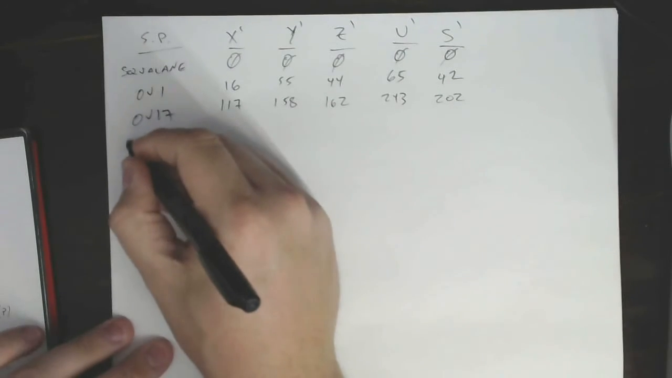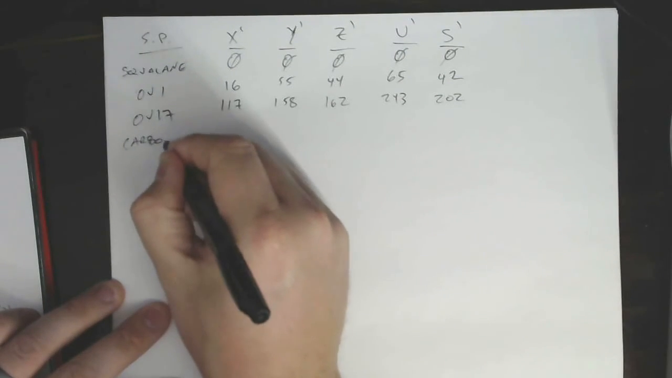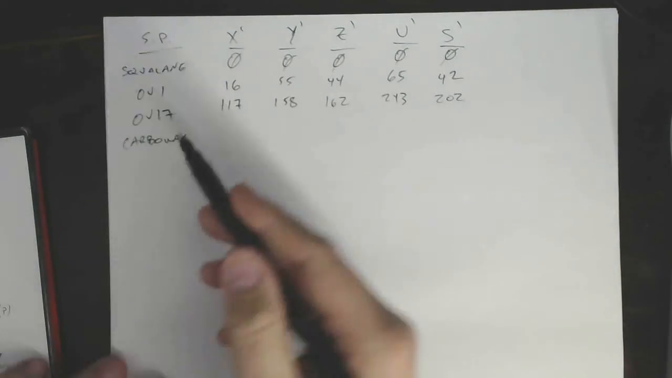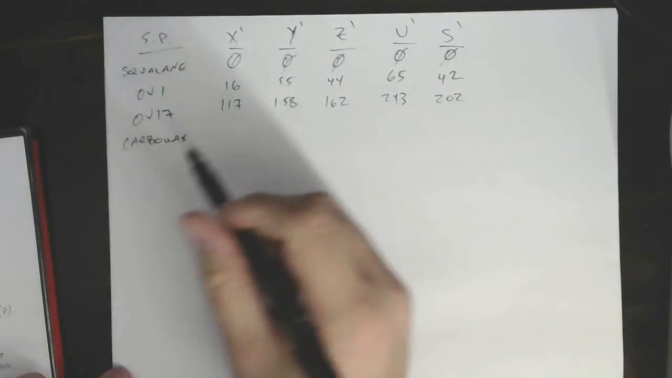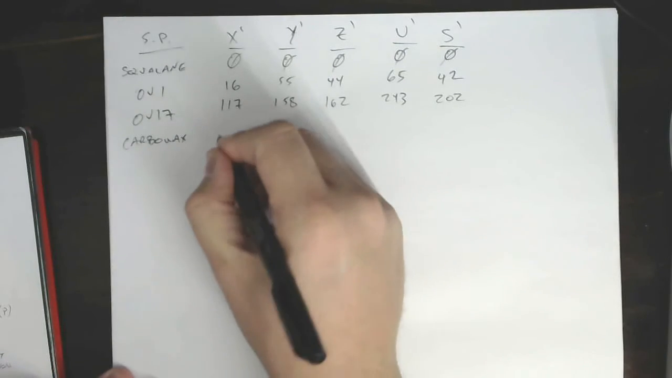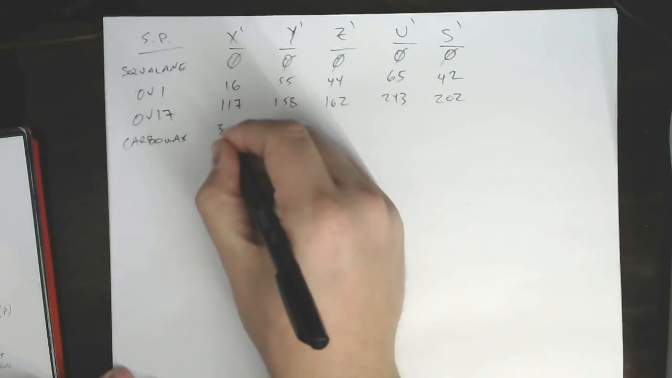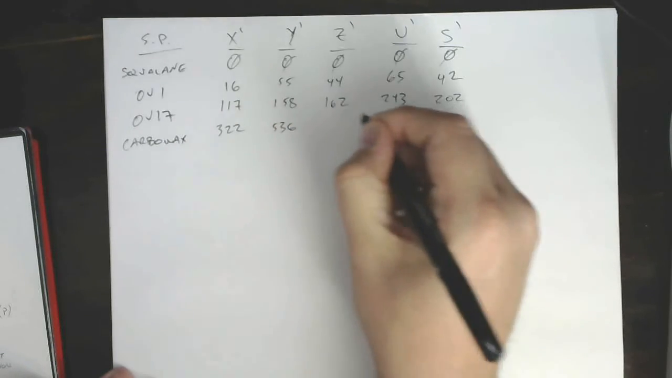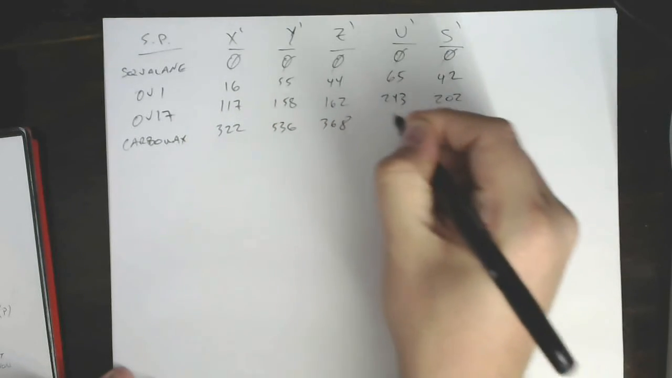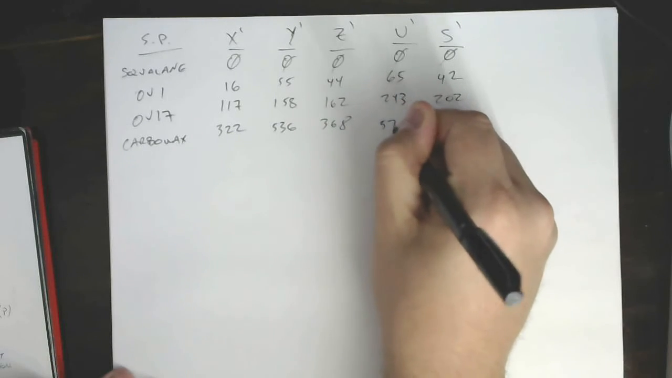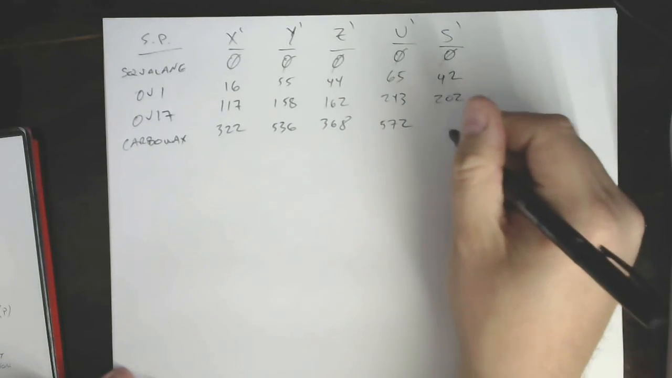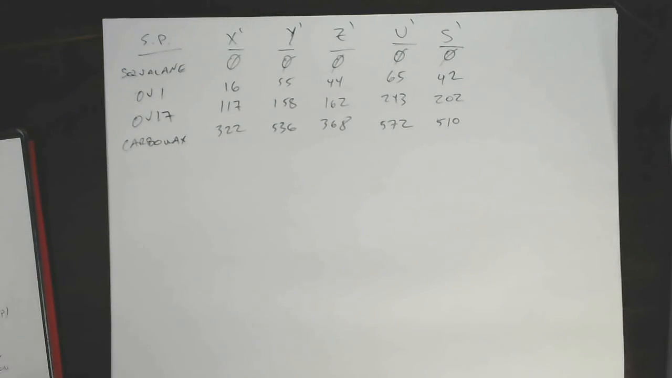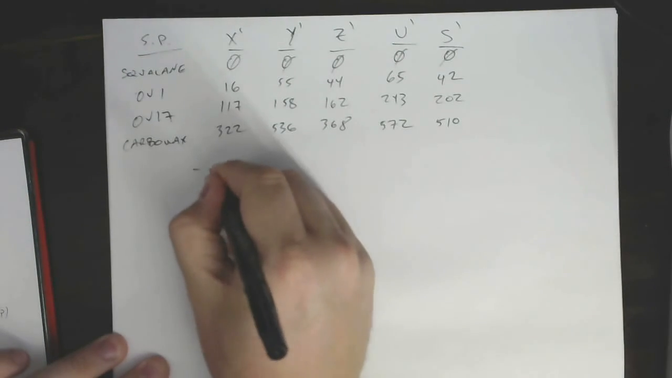let's do one more. Carbowax. And I don't know, I'm pulling these numbers from some old notes, so actually I don't know which version of Carbowax this is, but it stands to reason if you look at those structures, it's even more polar than the cyano. So we see numbers like 322, 536, 368, 572, and 510.